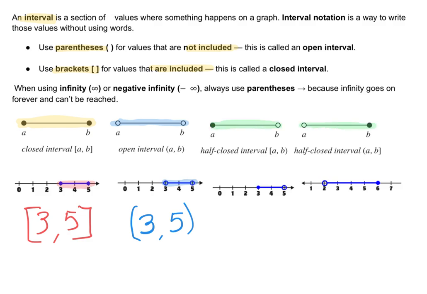So in my example I have from 3 to 5. Because the 3 is with a closed circle, that 3 is going to get a bracket. However, because the 5 has an open circle, that one is going to get a parenthesis. We can also do our last example where we have 2 to 6. Because the 2 has an open circle, that one is going to get the parenthesis, whereas the 6, because it has the closed-in circle, that one is going to get the bracket. So these are interval notations for just saying that stuff is happening in between these numbers.